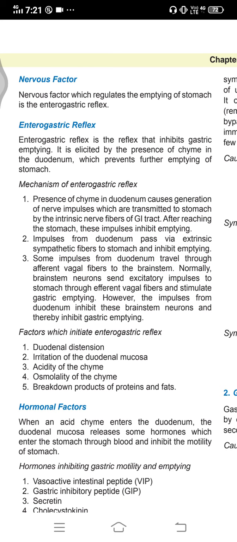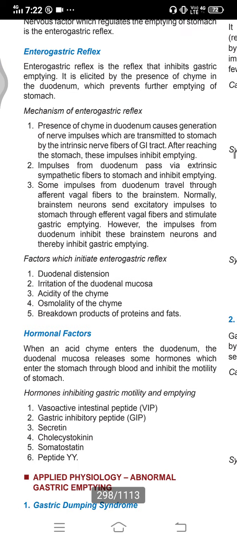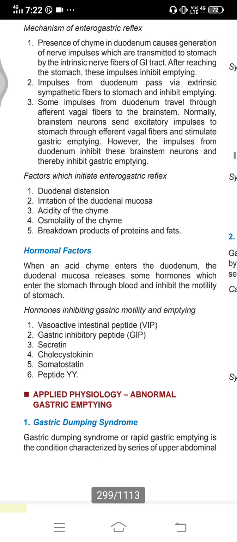Some impulses from the duodenum travel through afferent vagal fibers to the brainstem. Normally, brainstem neurons send excitatory impulses to the stomach through efferent vagal fibers and stimulate gastric emptying. However, the impulses from the duodenum inhibit these brainstem neurons and thereby inhibit gastric emptying. Factors which initiate the enterogastric reflex: duodenal distension, irritation of the duodenal mucosa, acidity of the chyme, osmolality of the chyme, and breakdown products of protein and fats.